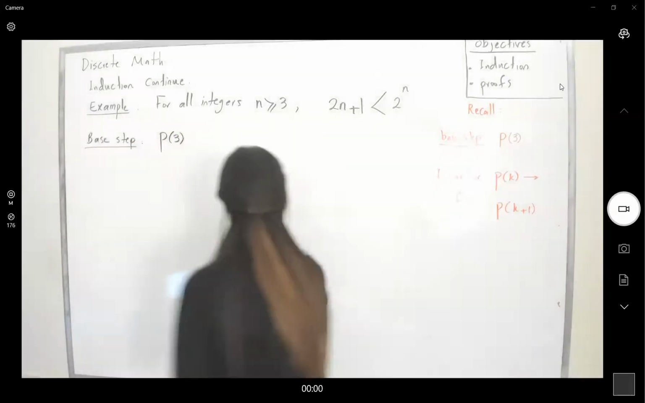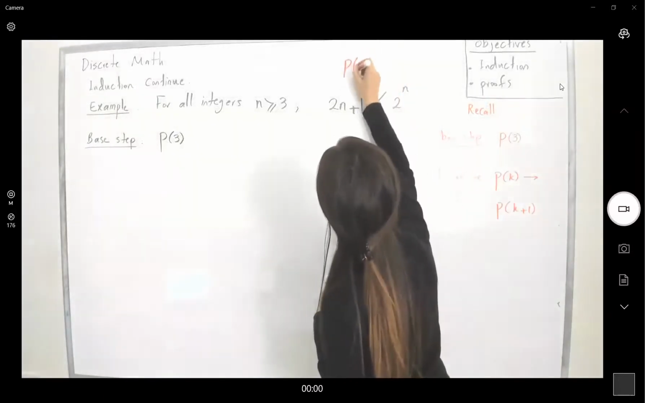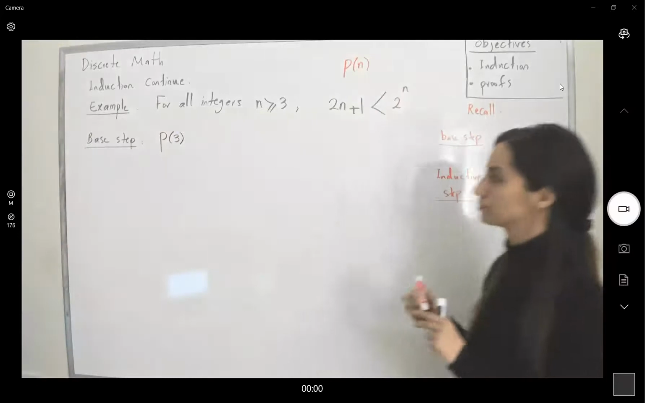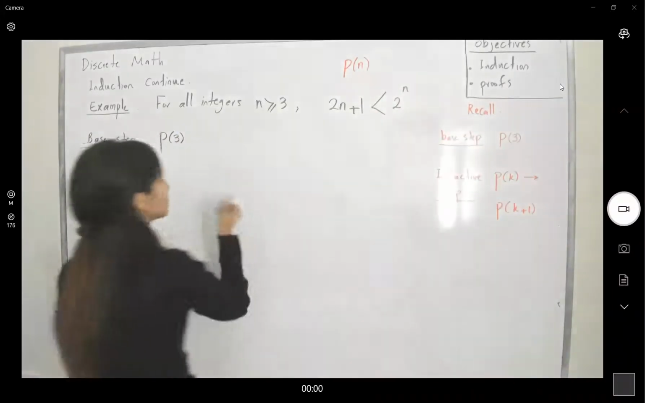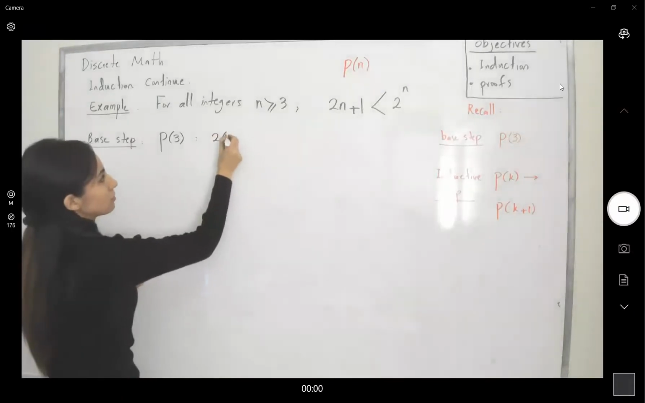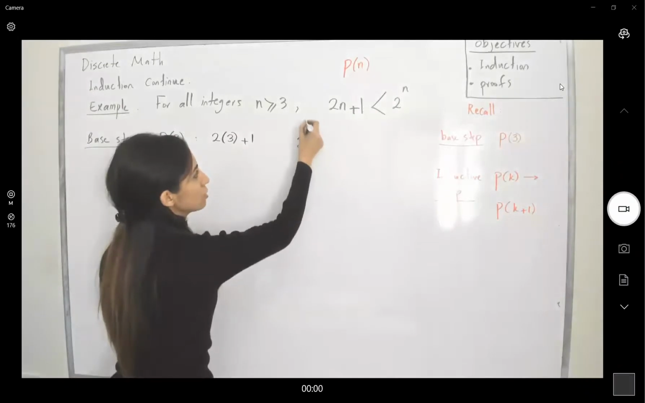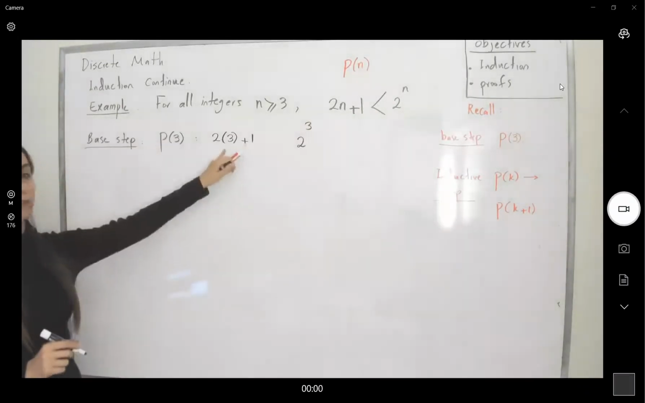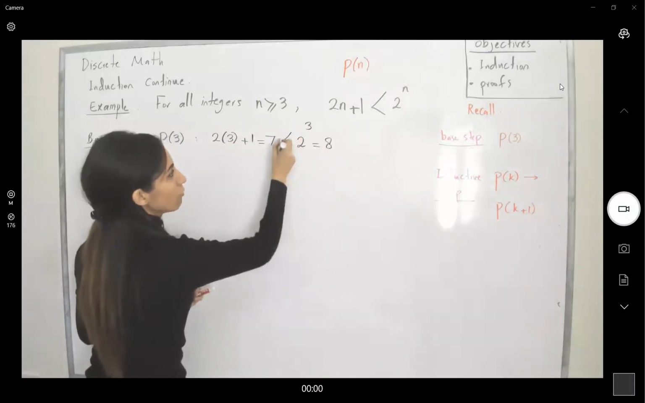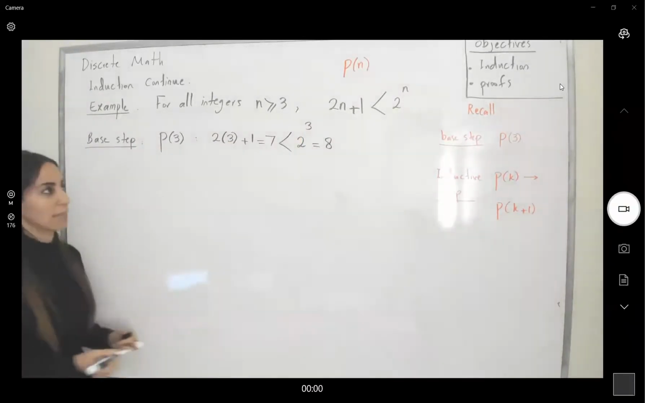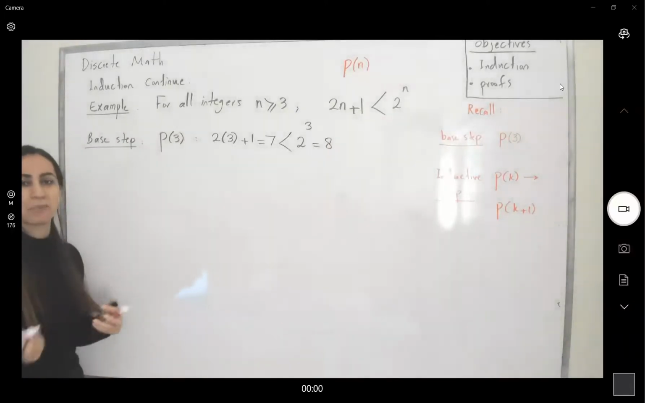Remember that this statement here is your Pn. So P3 means that I need to plug in 3. I get 2 times 3 plus 1 on the left-hand side. On the right-hand side, I get 2 to the third. So on the left-hand side, I have 7. On the right-hand side, I have 8. So of course, 7 is less than 8. So the very first step, the base step, is true.